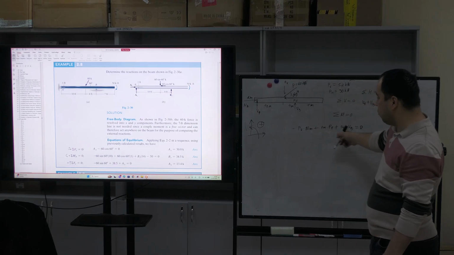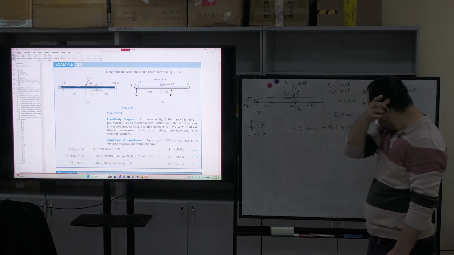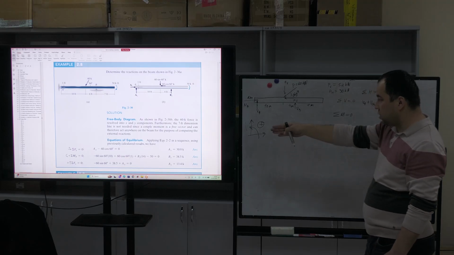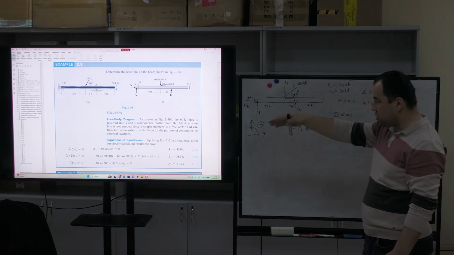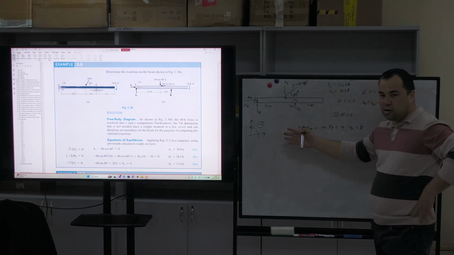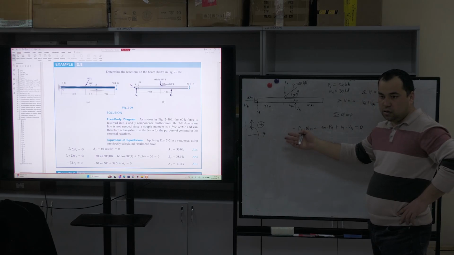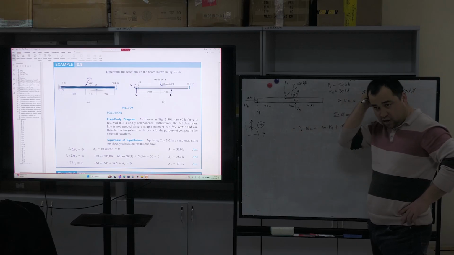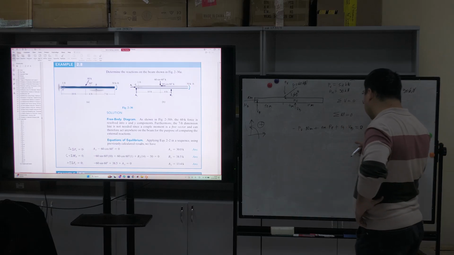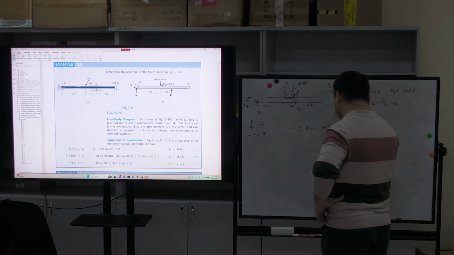Maybe if you solve this problem you can get different results from the book. If you have the solution from the book, this is also a different solution. I just separated this problem into two parts. If I add everything here, maybe you are confused. That's why I just tried to separate it. Clear? And then from this one you can find VB.